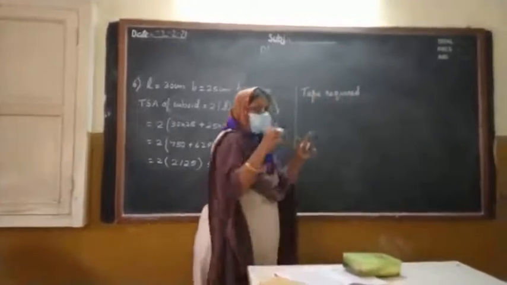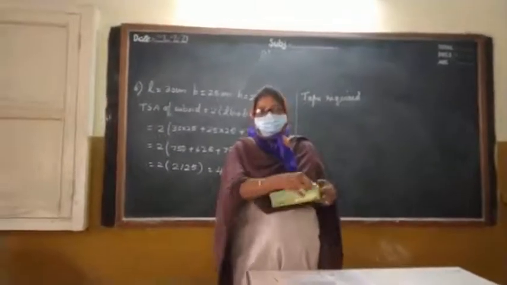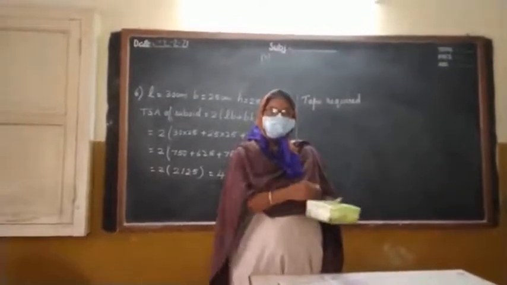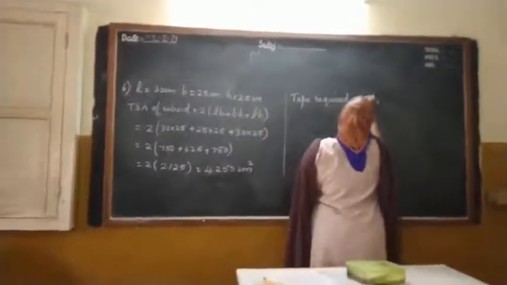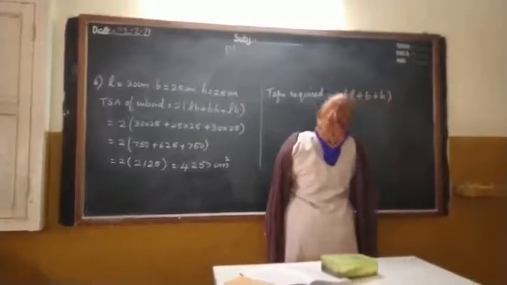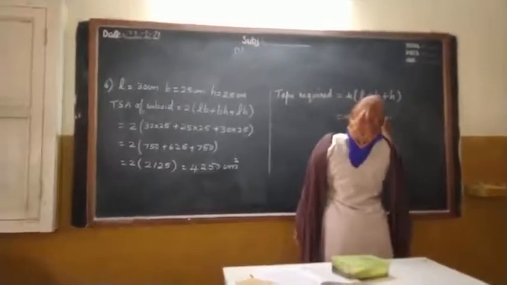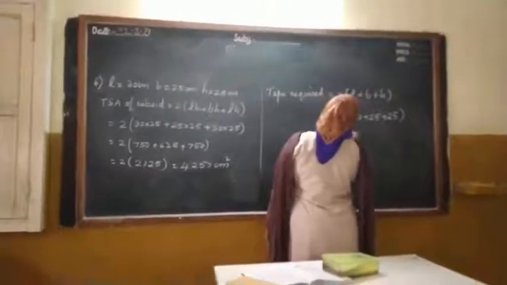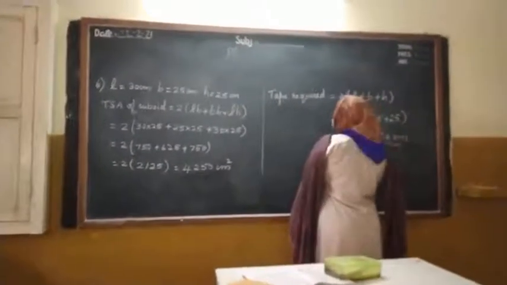वो जो बॉक्स ग्लास से बनता है, वो ग्लास चिपकाने के लिए आपको टेप चाहिए ना? तो वो टेप कहाँ पे लगेगा? ये 12 एजेस पे ही लगेगा, अंडरस्टूड? So tape required is equal to 4 times (L plus B plus H). So 4 times L, 30... 80... 320 centimeter. Okay.